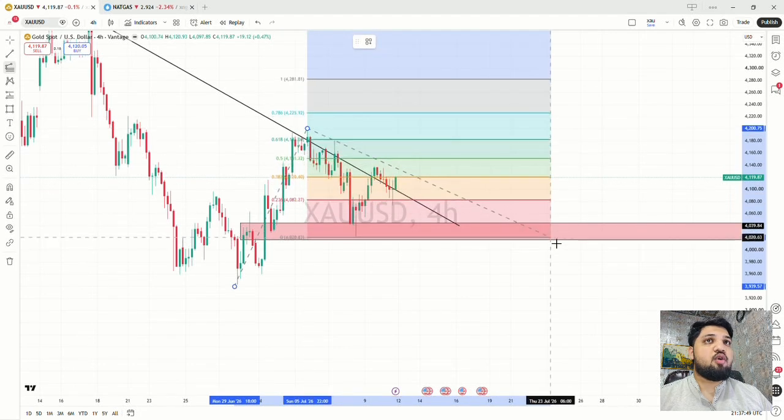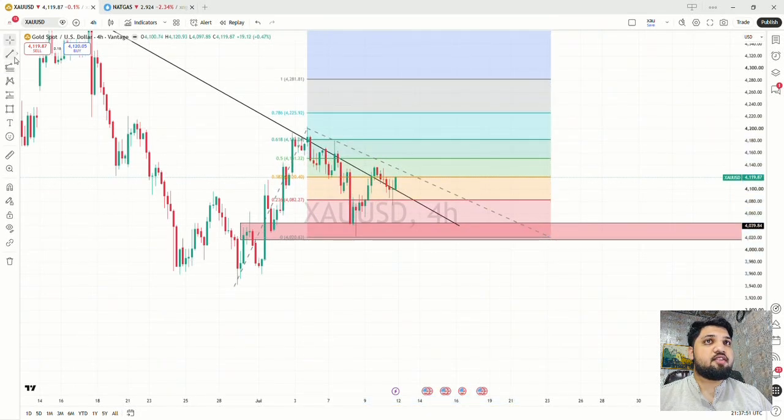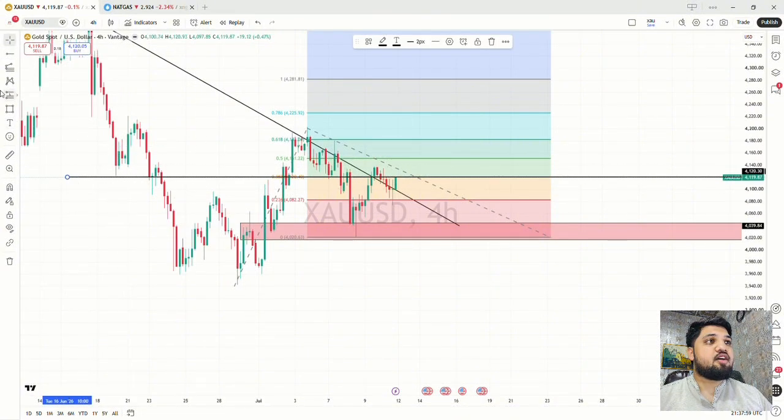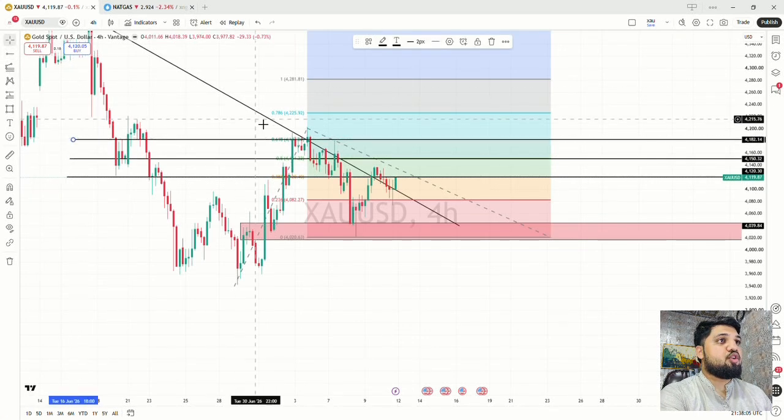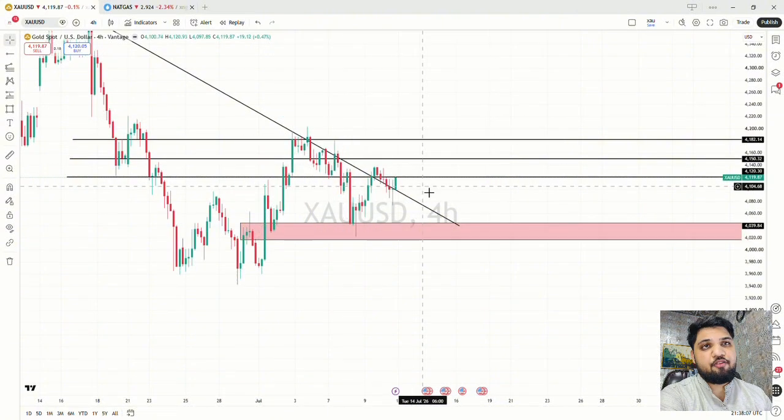Okay, so now we have only one resistance here. That's why that trend line is indicating the selling zone. So this was a resistance area, and this is also a resistance area, and this is also a resistance area. So I am going to remove this Fibonacci retracement.